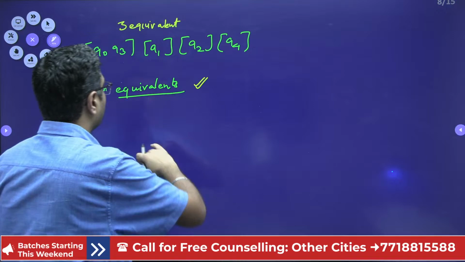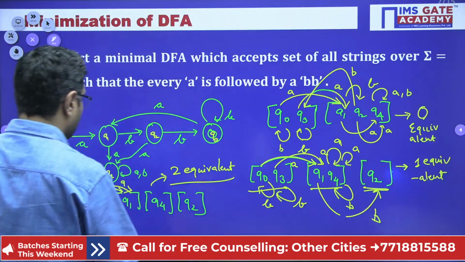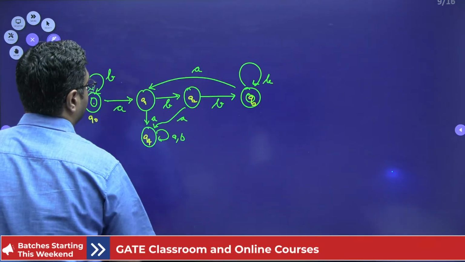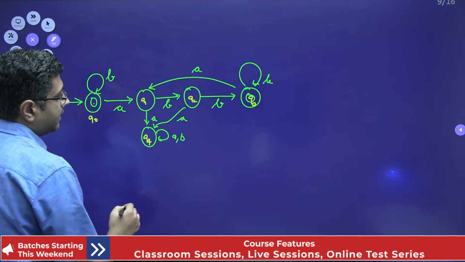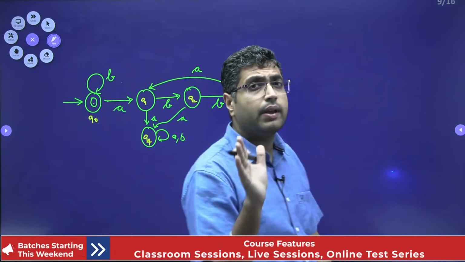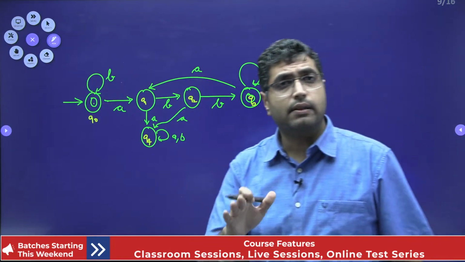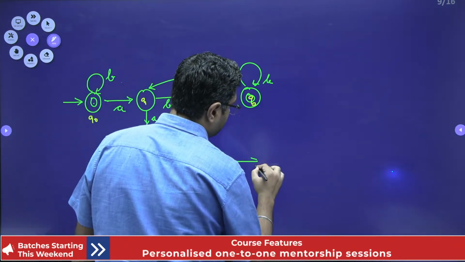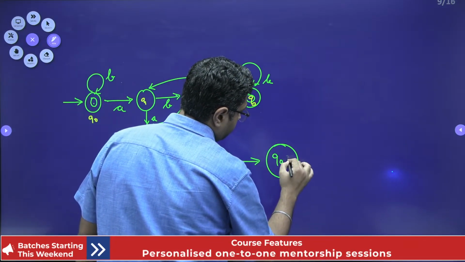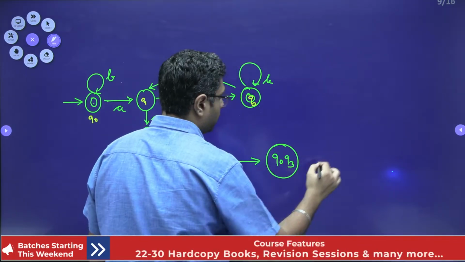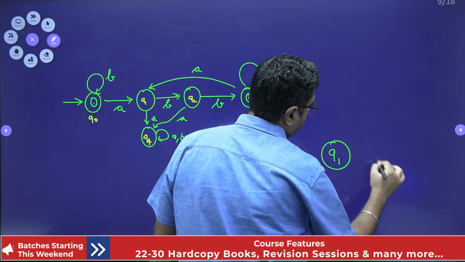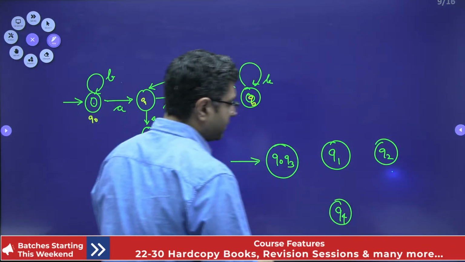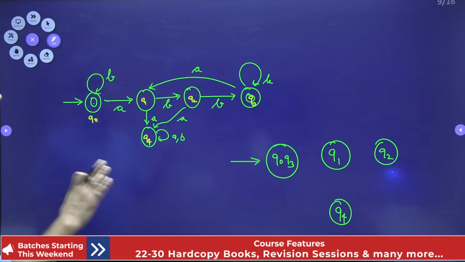So let us now understand the merge process. Right now we have got the states. Now we have to check the transitions as well as the initial state as well as the final states. Q0 and Q3 need to be merged. Then we will have Q1, then Q2, then Q4. Now how will we get the transitions? The transitions will be obtained from the original DFA.